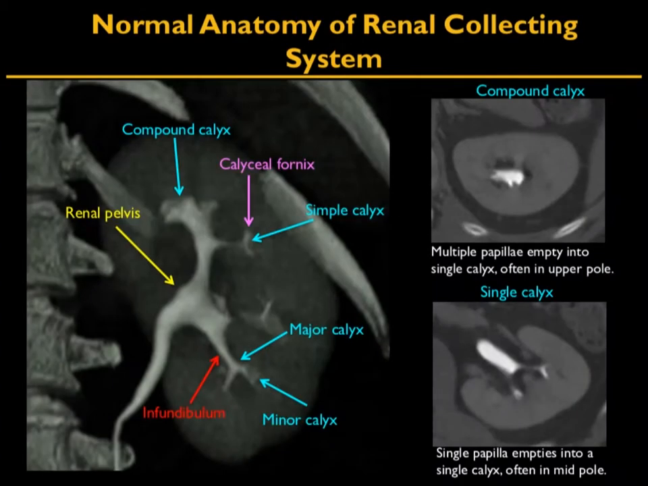We like to use 3D imaging. Here's a nice example showing you compound and simple calyces, major and minor calyces, the renal pelvis and infundibulum. We talk about the appearance of compound and single calyces. We also make the point that it's important to use a wide window. If not, it's very hard to see these structures. Also, if the images are too dense, like you wait too long, you have lots of artifact and you'll miss these findings, and so we do about a 5-minute delay.